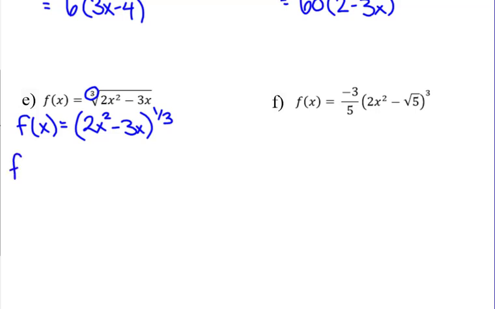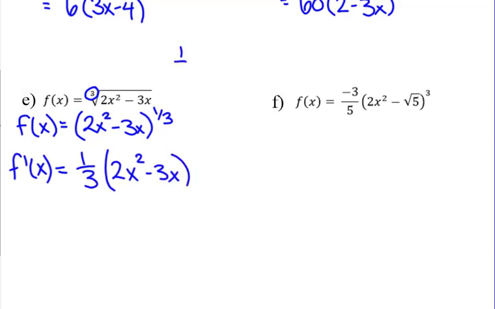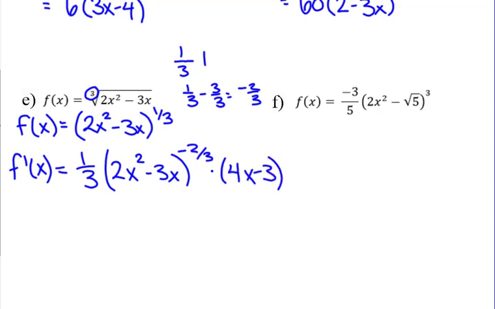All right, so now when we take the derivative, our power times our coefficient, which was 1, so 1/3. Our inside stuff stays the same. We decrease our power by 1, so 1/3 subtract 1 is 1/3 subtract 3 over 3, so negative 2/3. And times the derivative of our inside stuff, so 4x minus 3. And again, we want to leave everything as factored as possible, so that's going to be our final answer.